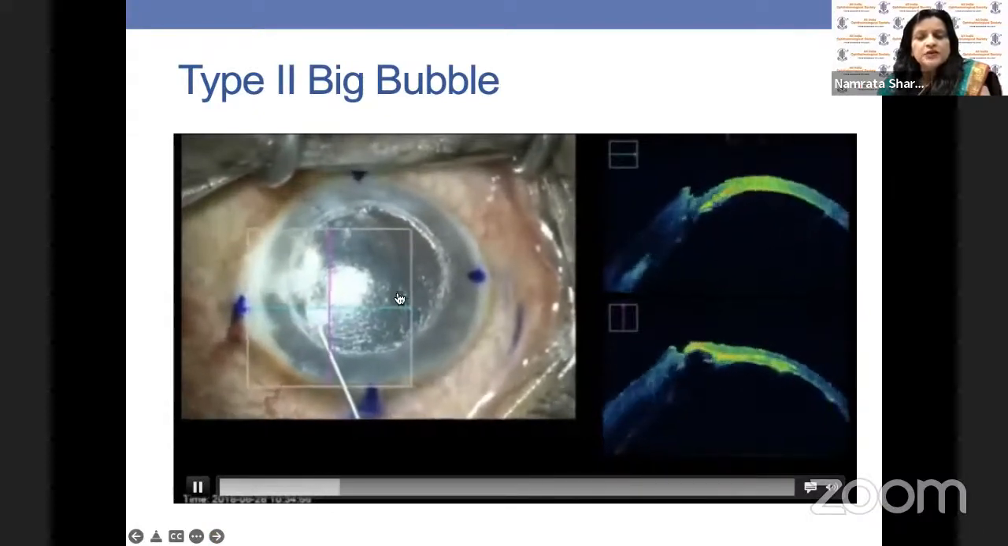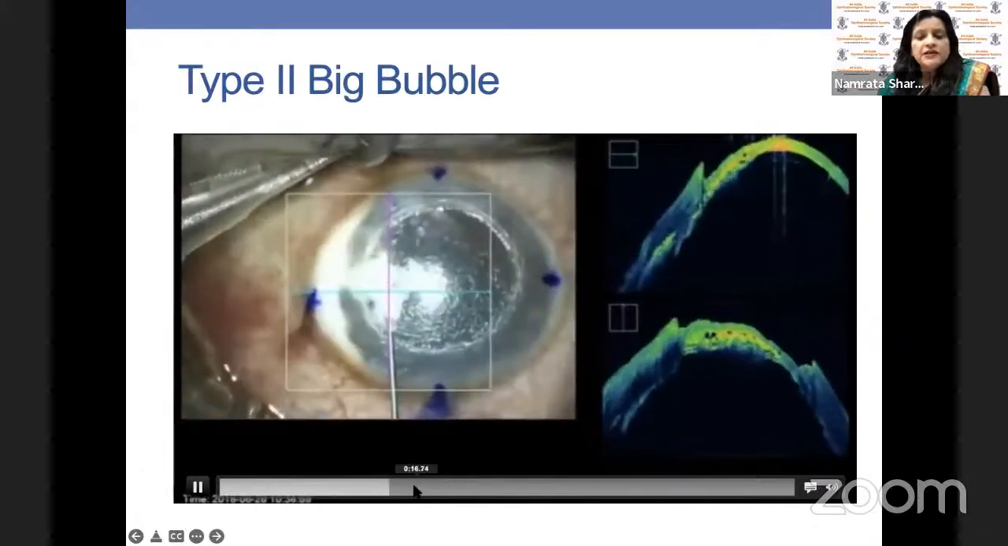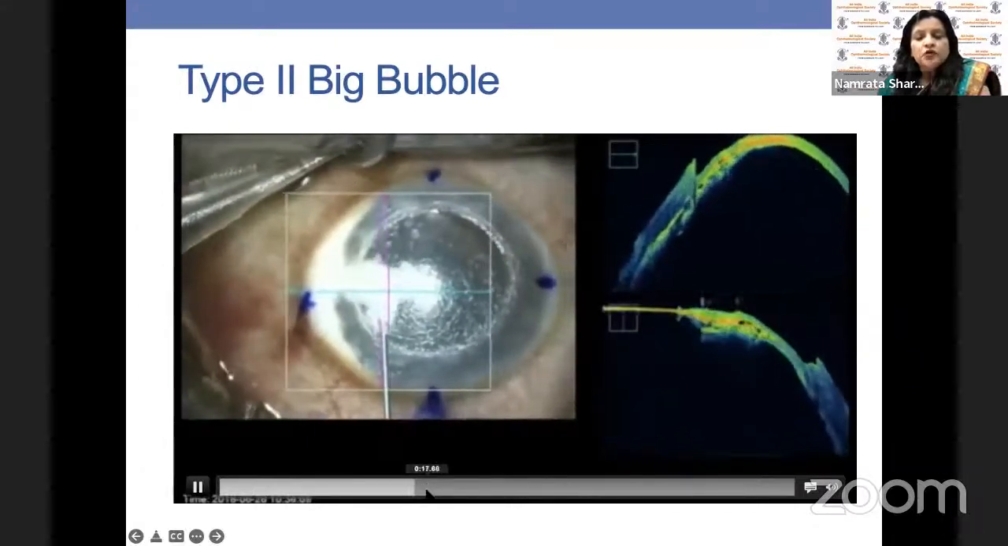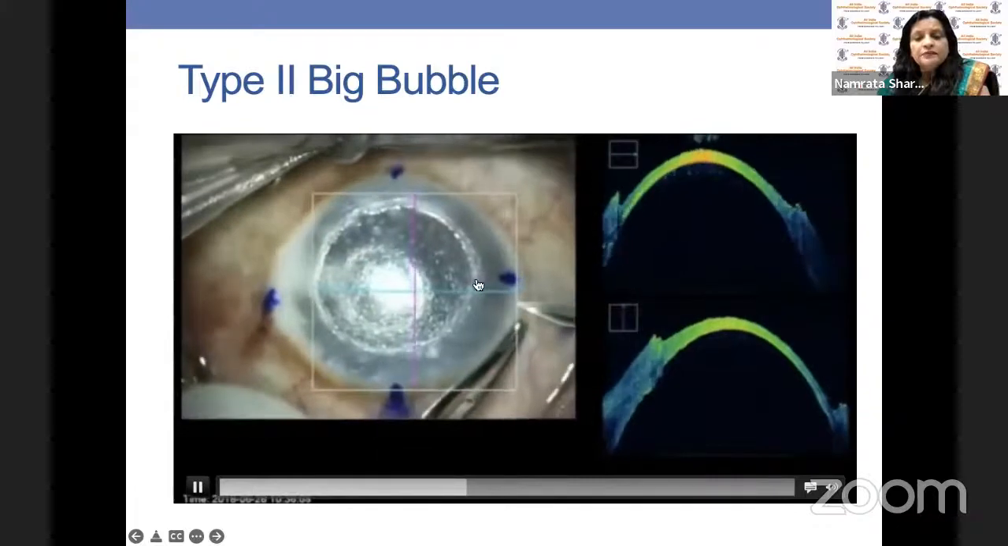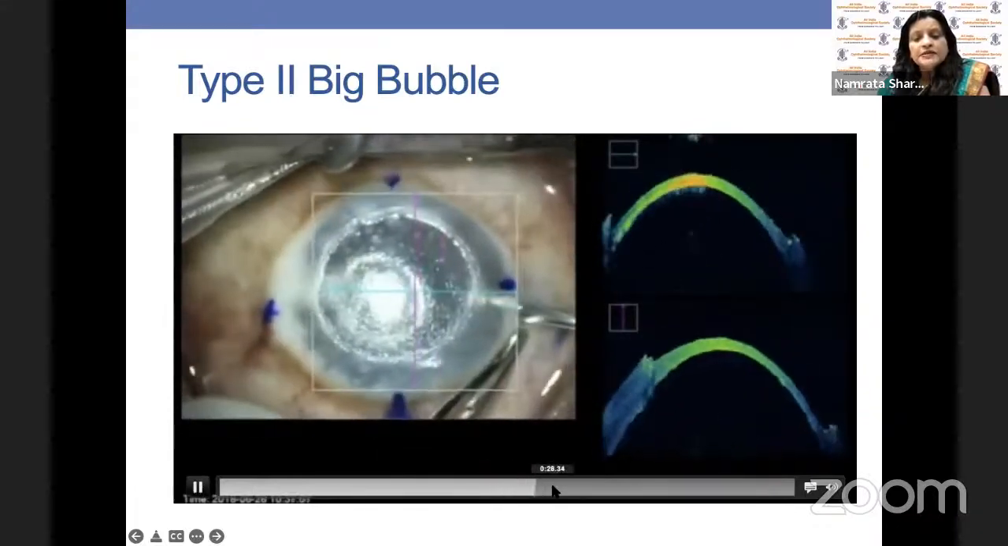It has come right up to here. And this is again 70% trephination, which has been done. This is followed by the AC paracentesis. And just watch this bubble. It will expand a little bit as you do AC paracentesis.